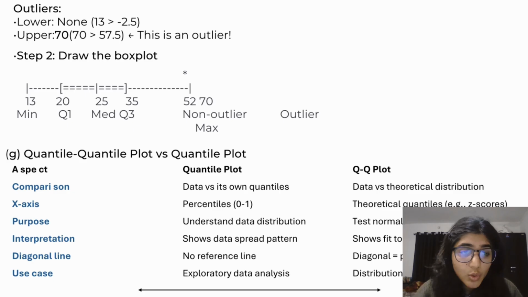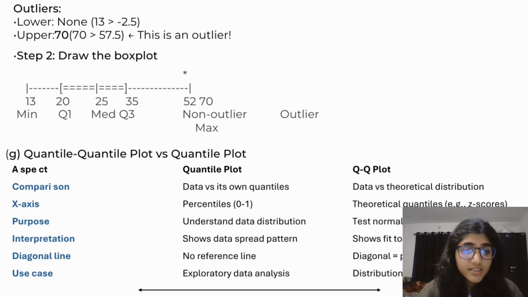Now, on the lower side, 13 is greater than minus 2.5, and on the upper side we have 70 greater than 57.5. So this is an outlier because it is true. The second step is to draw the box plot. So here we will draw the box plot with minimum, Q1, median, Q3 and the non-outliers, that is 52.